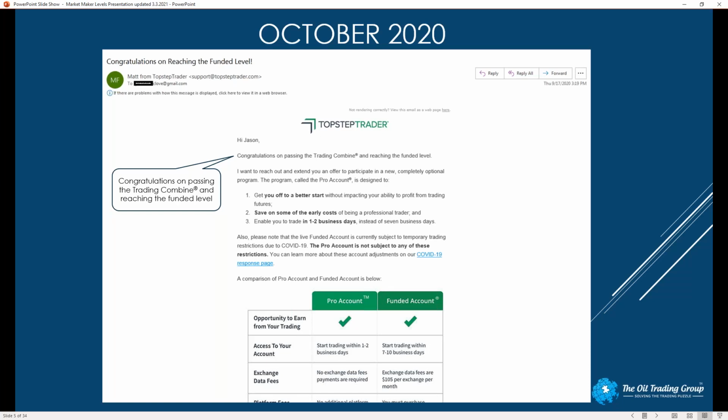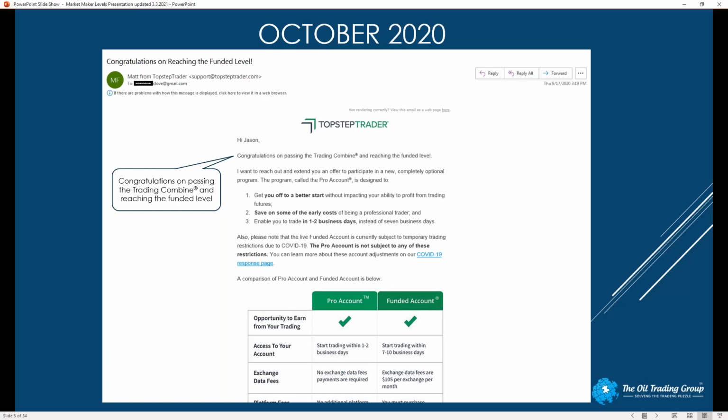You go through their simulator and you trade, and if you can pass their criteria, then you advance to the next step. If you pass that criteria, then they provide you with a funded account. Now, in this letter, you'll notice at the bottom, it says pro account or funded account.